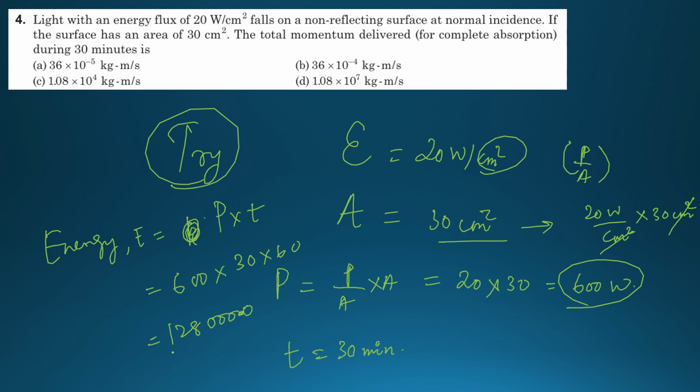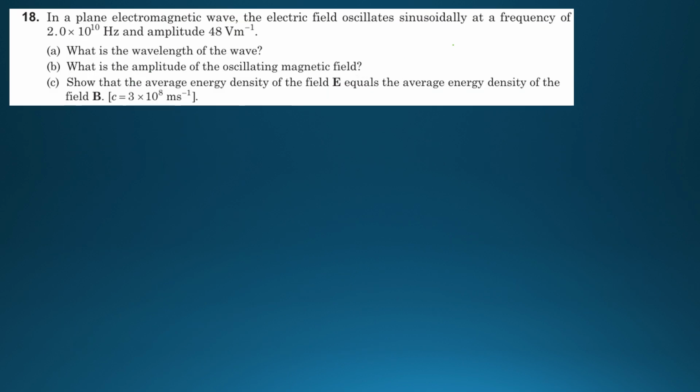So this is your energy, this is in joule, right? 1.08 into 10 to the power 6 joules. This energy is this much. What is our total momentum? This is a non-reflecting surface.